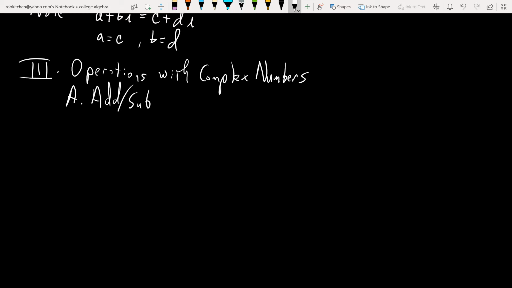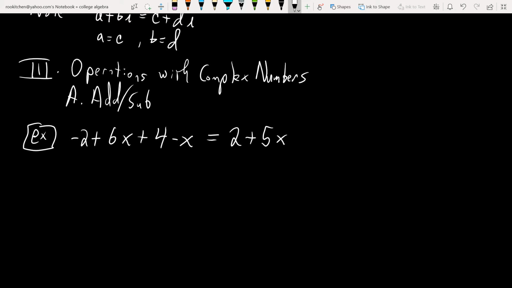Maybe an example is in order. This is one you can do: (-2 + 6x) + (4 - x). If I want to rewrite that, I combine the numbers together. So -2 + 4 is 2, and then 6x minus x is 5x. That's the same idea as what we're doing now.